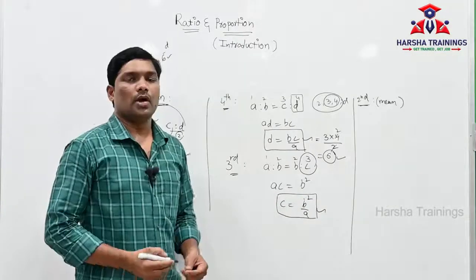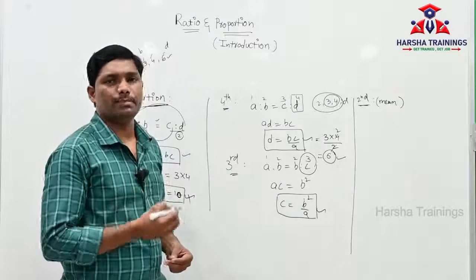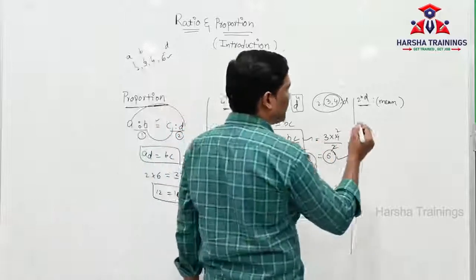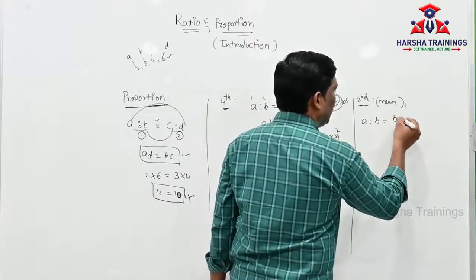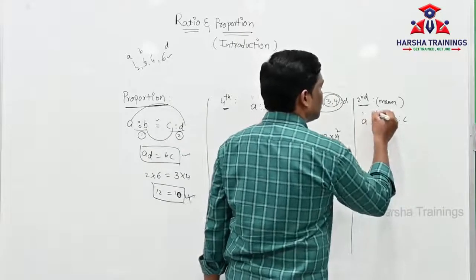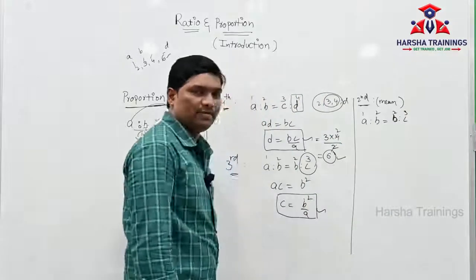Is it clear, all of you? Okay, next coming to the third point, second proportion or mean proportion. Look at the screen, guys, here. So A is to B is equal to B is to C, 1, 2, 2, 3. So second proportion means find out the B value.